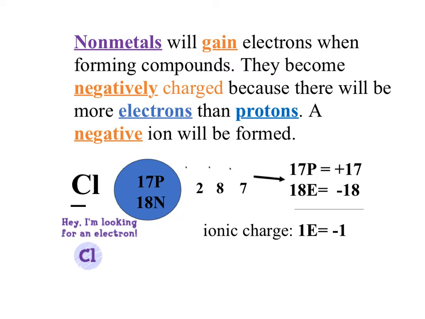So for nonmetals, because they're gaining electrons, they become negative. Okay, if you gain electrons and you are negative, that is what we call an anion.